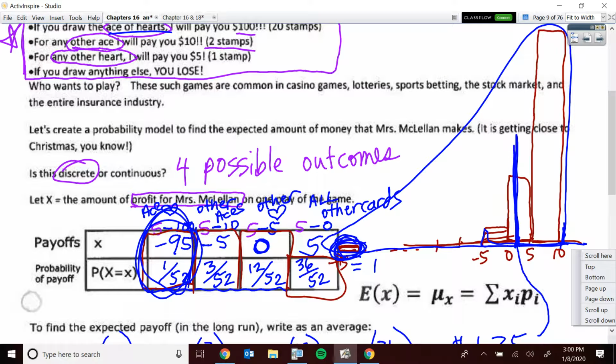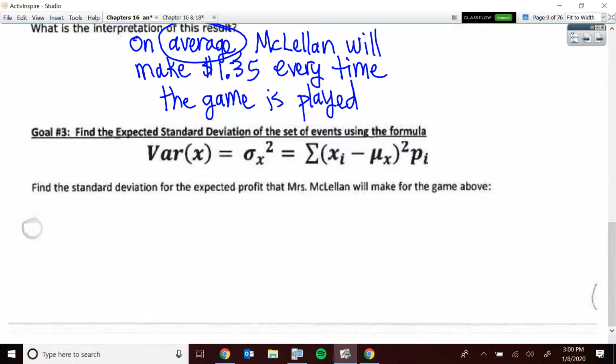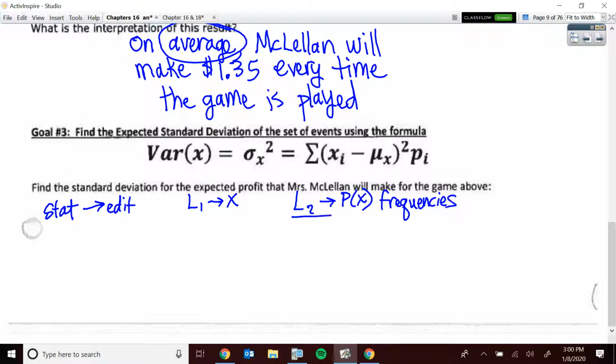So we're going to now go down here and compute that out. Instead of going through the formula, I'm just going to take the easy cheaty way through it. So we're going to go stat edit. Will you go to your calculator and put into L1 your X values, put into L2 the probabilities, also known as the frequencies. Okay, so go to your stat edit and put those in. They would look like this.